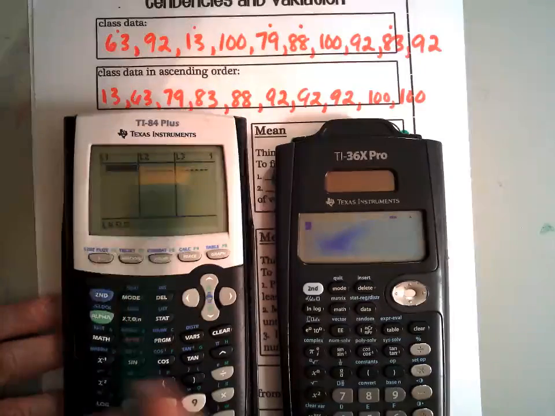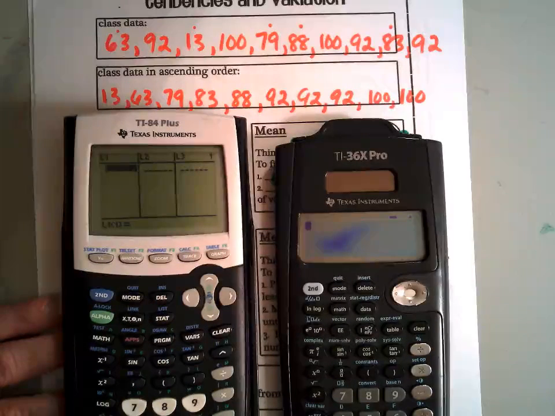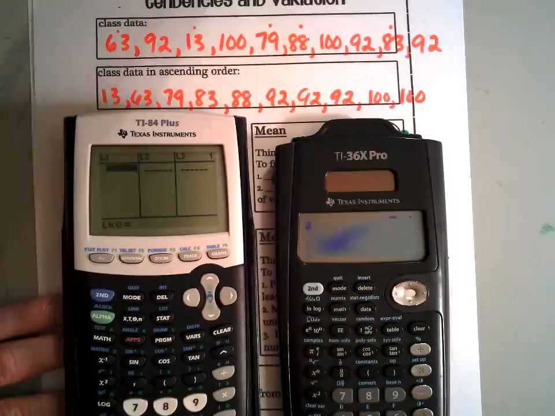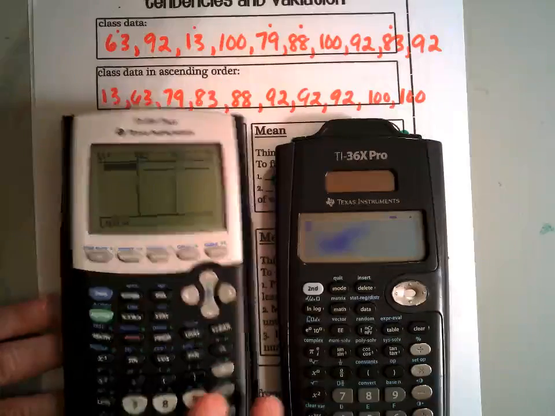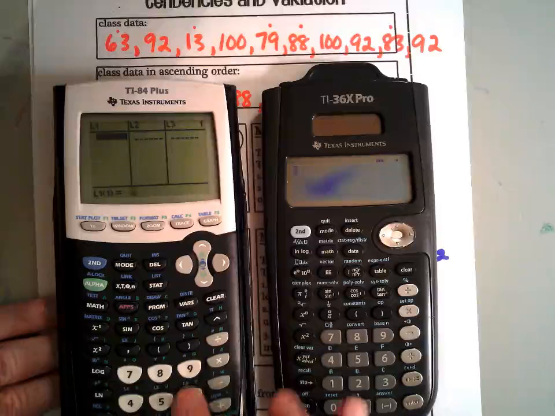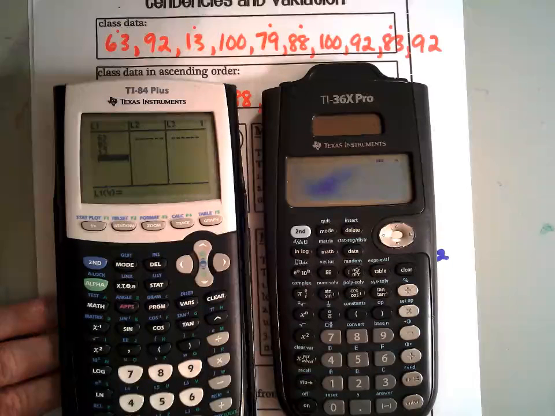If it says anything else besides L1, L2, and L3, you need to get on the phone and text me so that I can walk you through how to fix that. Okay? All right, well, I have L1, so I can just start entering the data. And it doesn't actually matter that it's in order or not. So I'm going to actually use the data that's above. I'm not going to use the chronological data. So 63, and just hit enter, and then 92, enter, 13, enter, and just keep putting the 10 pieces of data into the calculator.